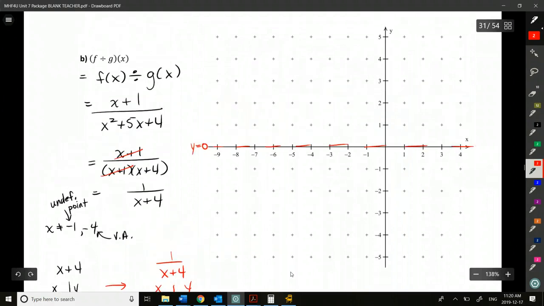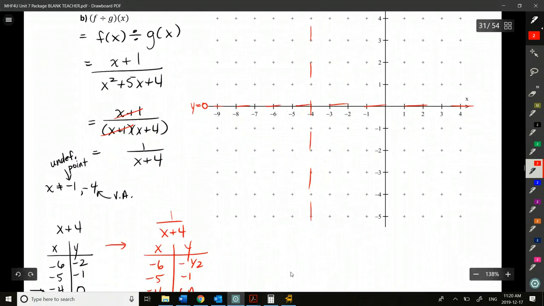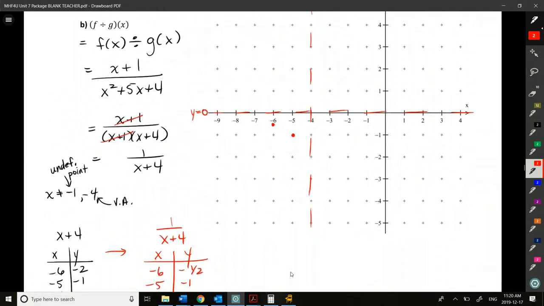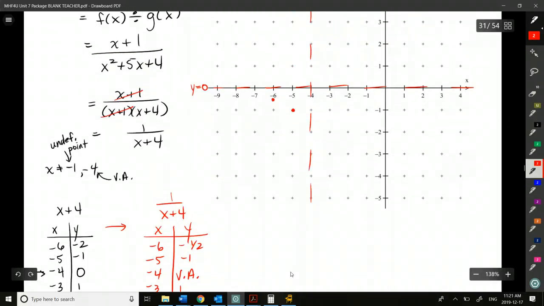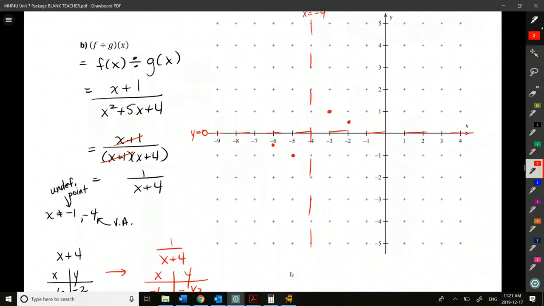We also have a vertical asymptote at -4. And we're just going to graph our points here, -6, -0.5, -5, -1, and -3, 1, -2.5. Oh, sorry, I graphed -3, 2. All right, so that looks to me like we've got a graph that curves around like this.